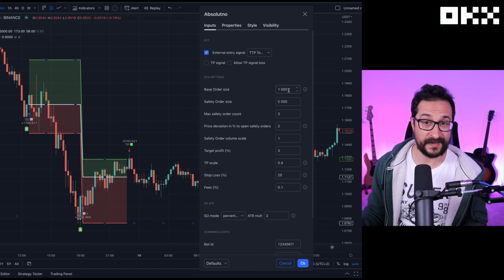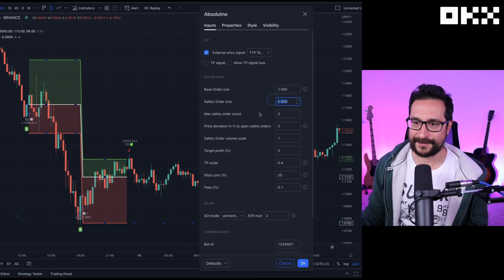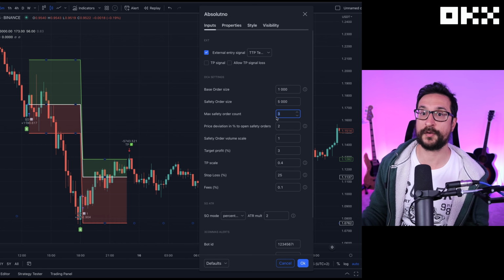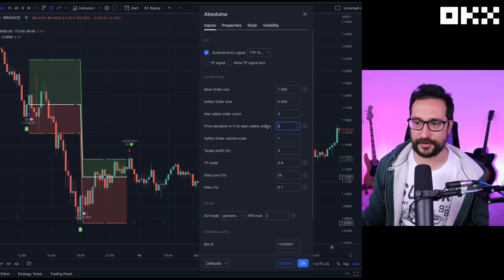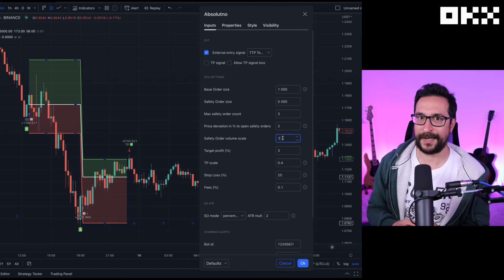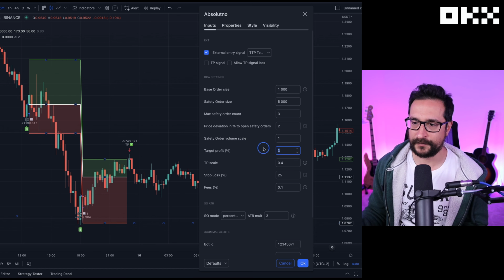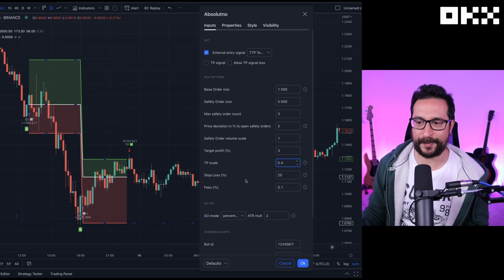Many things are pretty similar to DCA bots, so you're going to feel very familiar when you use Absolutno. You have a base order, a safety order, a max safety order count, a price deviation to open the new safety orders, a volume scale to increase the volume that you're placing with each safety order, a target take profit, stop loss, and fees, the TP scale.